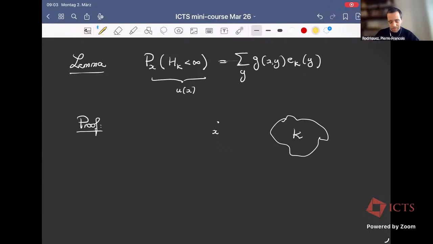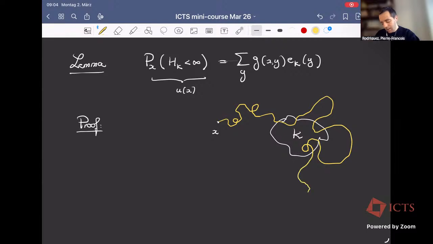Okay, and now if I want to hit K, well, then my random walk, which I'm drawing in yellow, certainly has to enter K at some point, and then maybe it's going to go back out, come back, and eventually it will visit K for the last time because the random walk is transient. And so I'm going to look at this last visit point. So maybe let me call this point Y, and let me assume that this happens at time n.